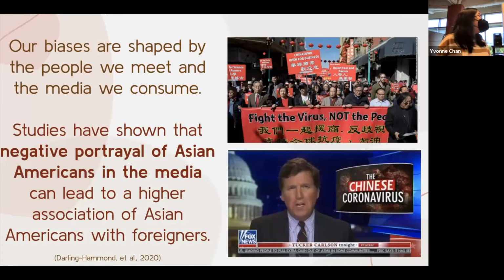Our biases are also highly shaped by the media we consume. Studies have shown that a negative portrayal of Asian Americans in media can lead to a higher association of Asian Americans with foreigners. There's a study that looked at anti-Asian implicit bias, which had been declining in the past 10 years, but following a huge increase in anti-Asian rhetoric in conservative news outlets, that trend reversed and started to increase for the first time in a decade.